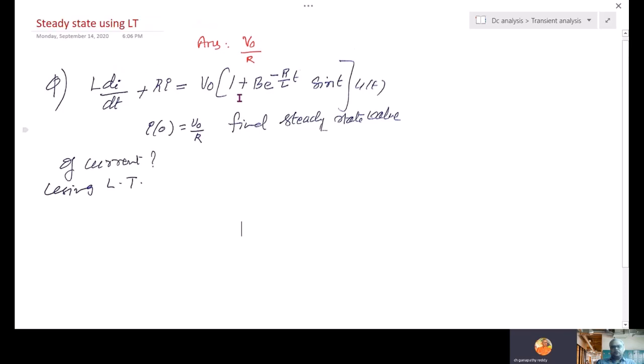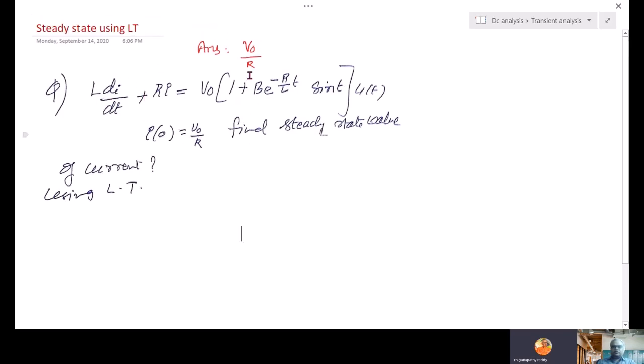So there's another problem. Some time domain equation is given. A differential equation is given. I of 0 is also given. Find the steady state value of current using Laplace transform.